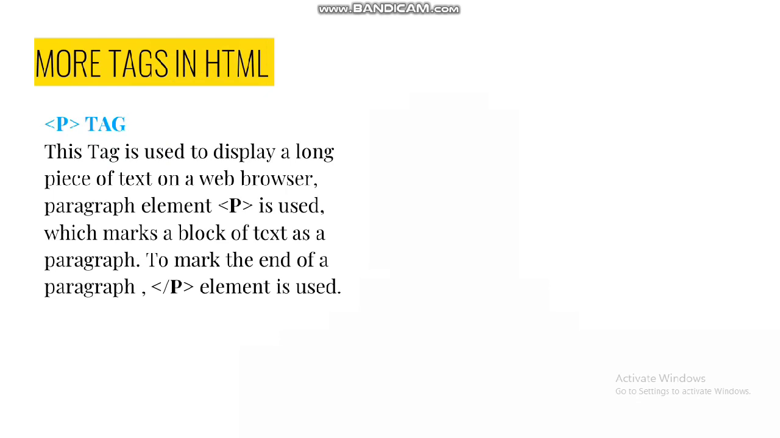Children, understand, this tag is used to display a long piece of text on a web browser. Paragraph element P is used, which marks a block of text as a paragraph. To mark the end of a paragraph, this closing P element is used. Children, whenever we are writing our content on the web page and we want our content to be displayed in the form of paragraphs, so for that we use this P tag. P tag is used to make our text into the format of paragraph.